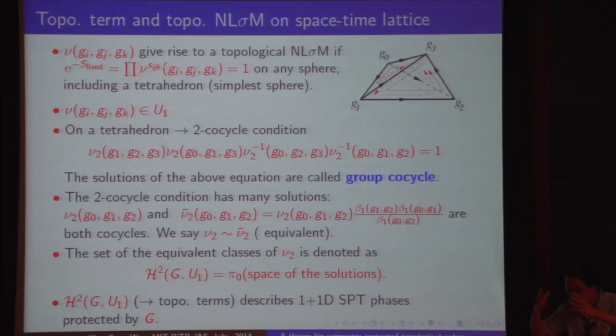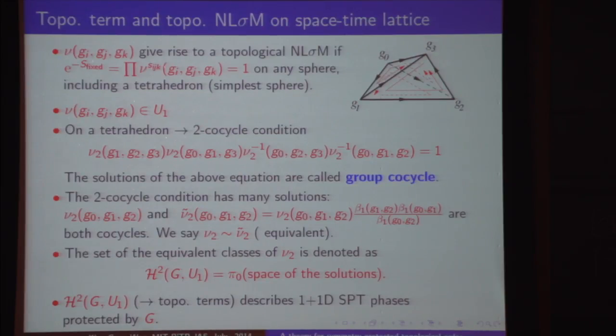And this kind of function, or this kind of group cycle, would correspond to a non-trivial 2-pi quantized topological term, and the corresponding theory will realize this SPT phase. Yeah, that's basically the idea.